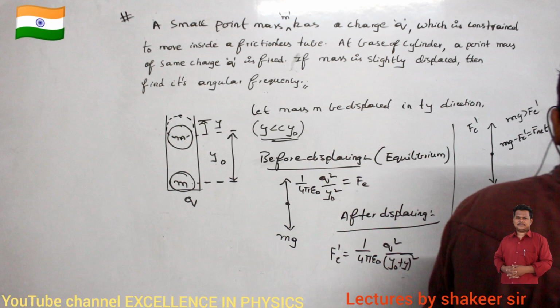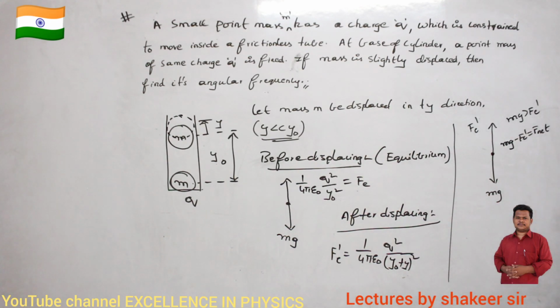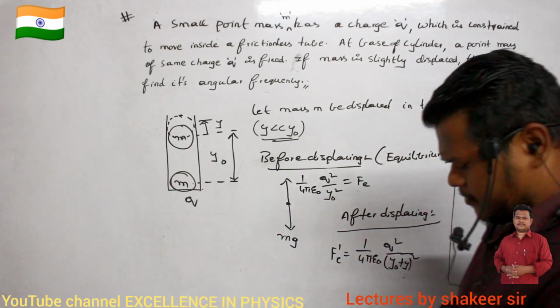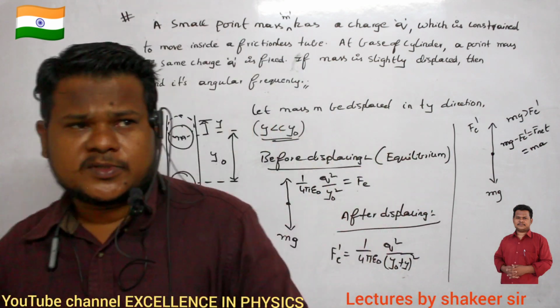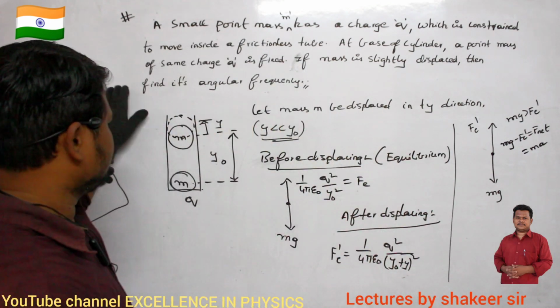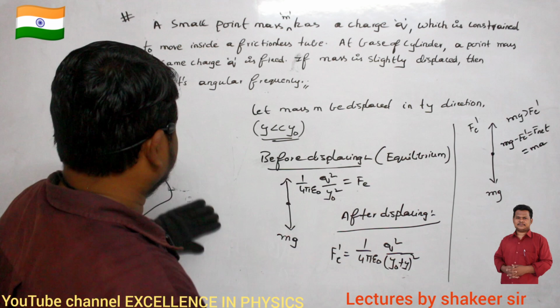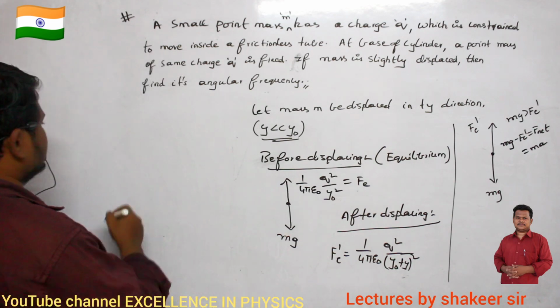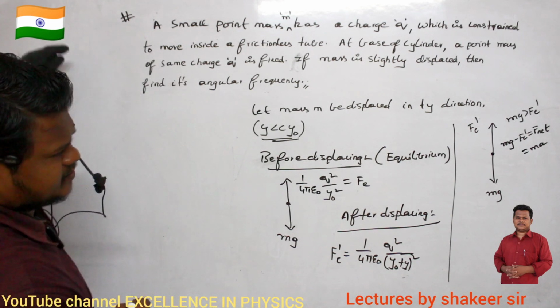So mg minus Fe dash becomes the net force. Net force always produces acceleration. Net force produces acceleration. Okay, come on, make a note up to here because we have to rub this board. Clear? So what can I write?